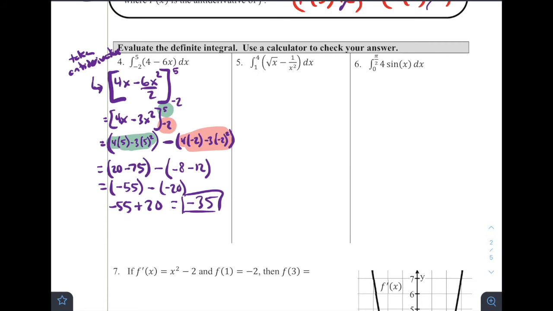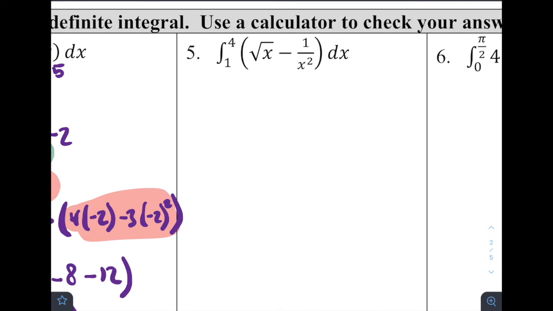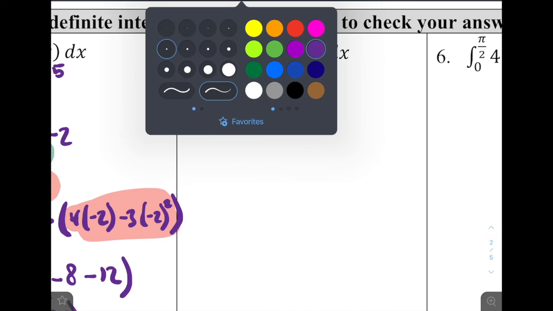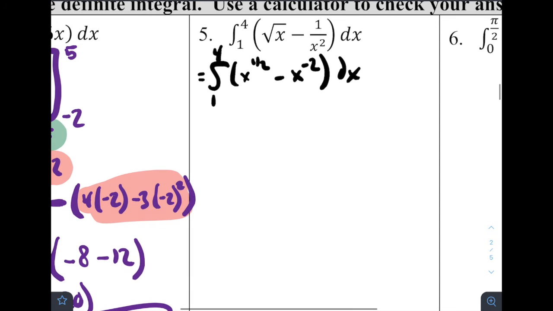All right, so continuing on with problem number 5, let's evaluate this definite integral here by hand. So for problem number 5, we need to take the antiderivative here first. So what we're going to do is rewrite this so that we can apply our power rule. So this is the integral from 1 to 4 of x to the 1/2 power minus 1 over x squared, or just x to the negative 2, dx. Now this has been rewritten. We can apply our power rule to find the antiderivative of this function. So I'm going to do my bracket. We've got x to the 3 over 2 divided by 3 over 2.